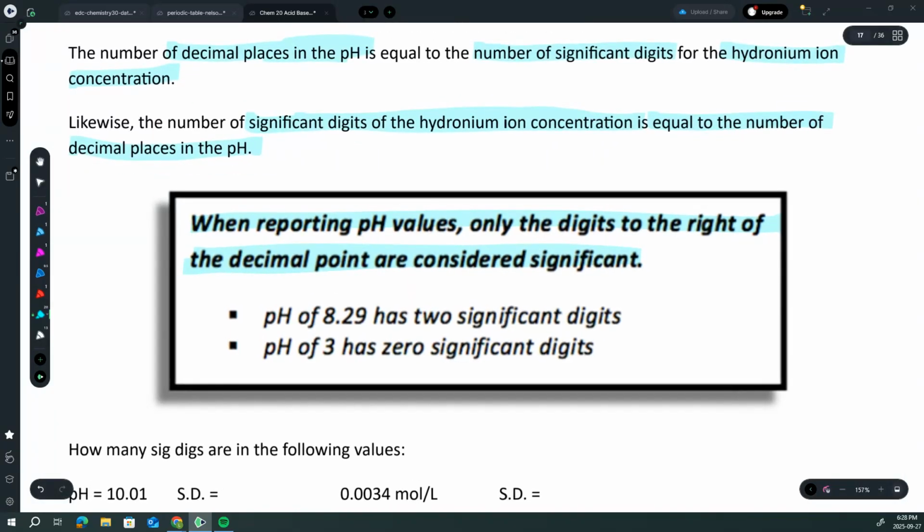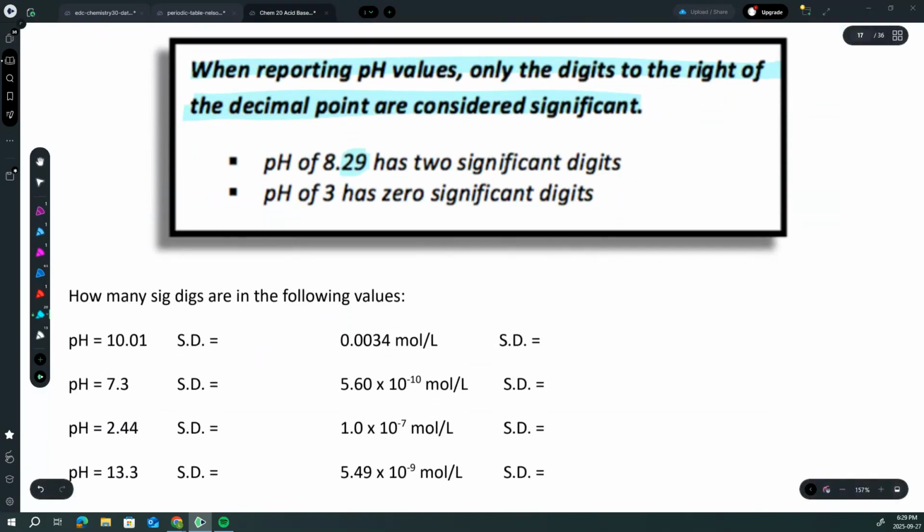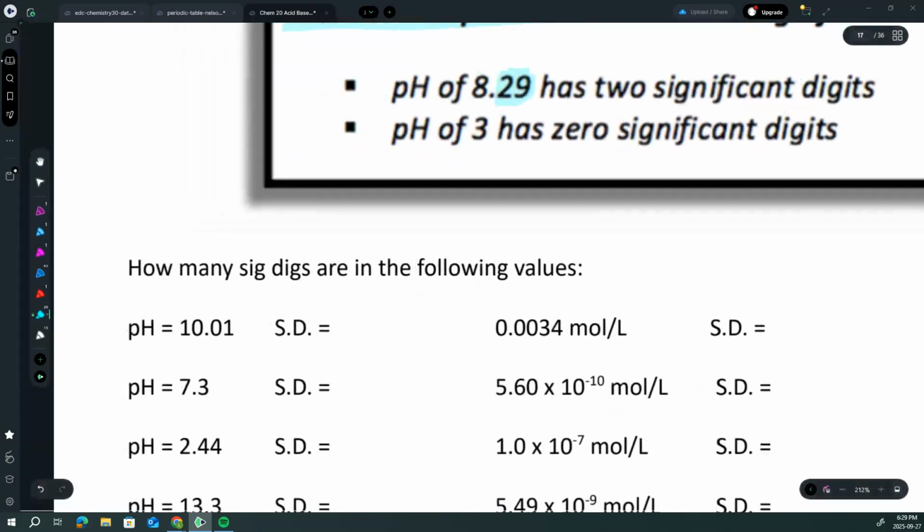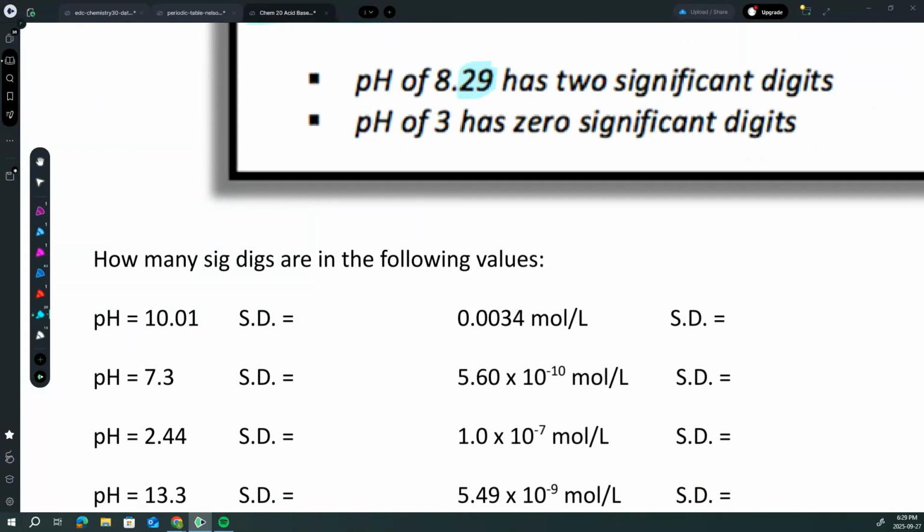For example, a pH of 8.29 has 2 significant digits because there are 2 digits after the point in this value. Whereas a pH of 3 has 0 significant digits because there are no digits after the decimal point in that value. Okay, so let's get started with a couple of these. A pH of 10.01. Since it's pH, it has a P in it, we're looking after the point. So this has 2 significant digits.